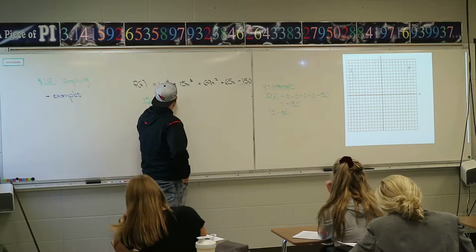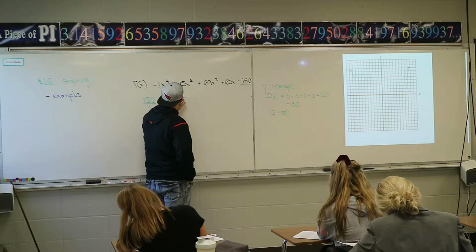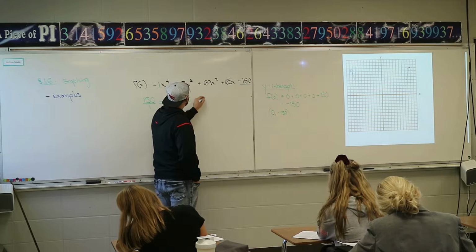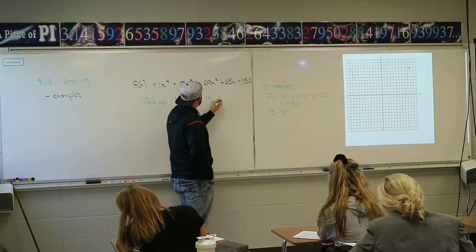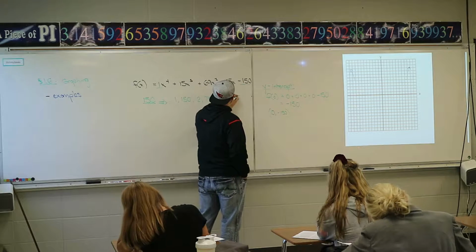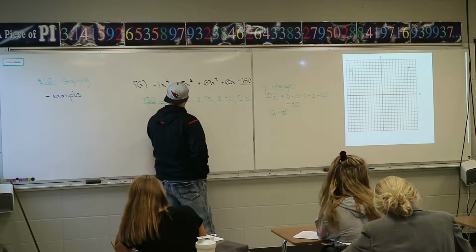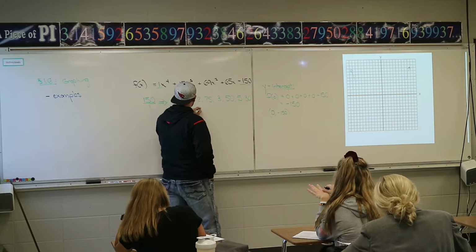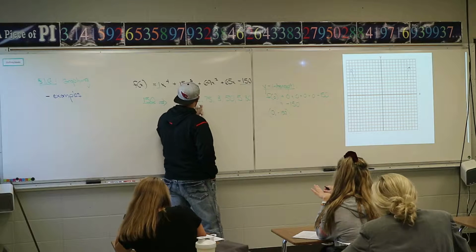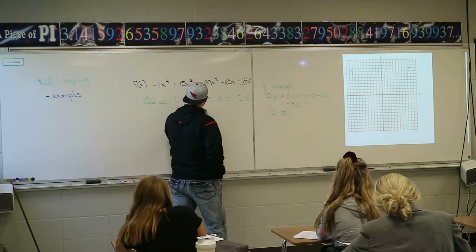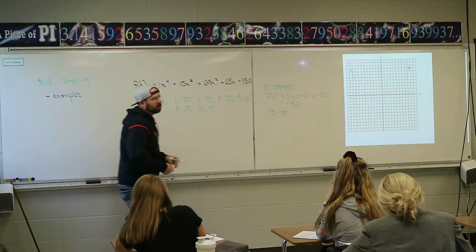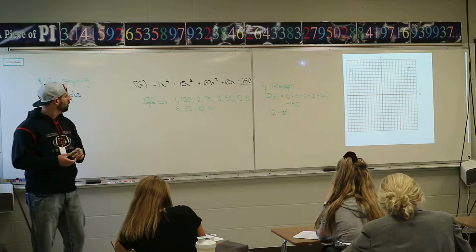Okay, so 150 is 1 and 150, 2 and 75, 3 and 50, 5 and 30, 6 and 25, 10 and 15. That's all the positive numbers.